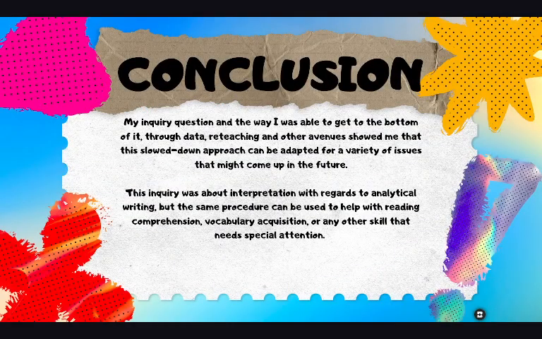And then finally, my inquiry question and the way I was able to get to the bottom of it through data, reteaching, and other avenues showed me that this slow down approach can be adapted for a variety of issues that might come up in the future, right? So my inquiry was all about the interpretation sentence with regards to analytical writing, but really the same procedure can be used to help with reading comprehension, vocabulary acquisition, or any other skill that needs special attention.